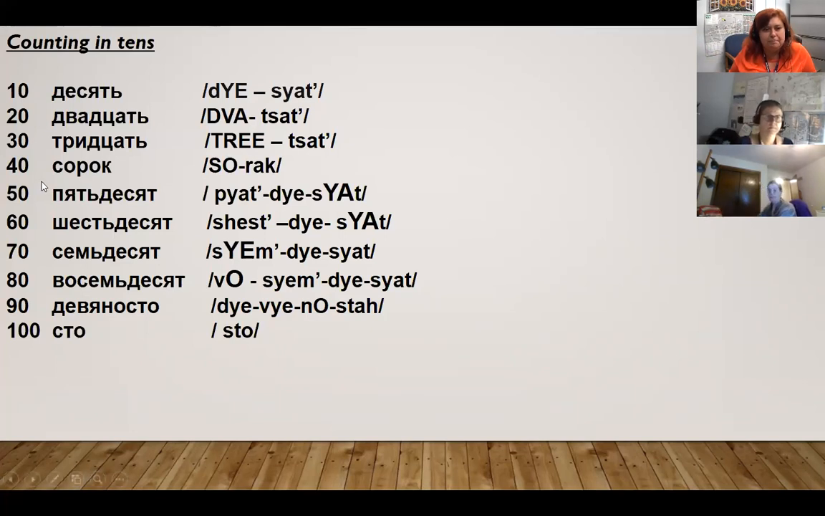Okay, and in other Slavic languages, it's actually a regular formation, making it like 4 tens, четыре на десять. I think it's even in the Bulgarian language. It is very close to Russian.